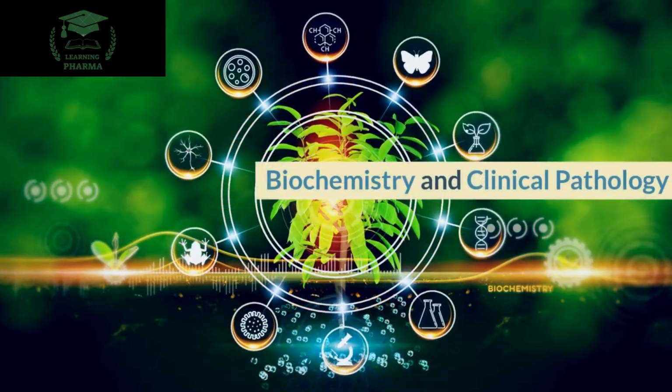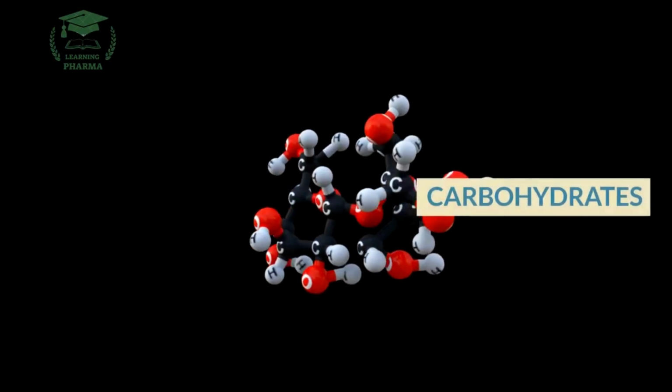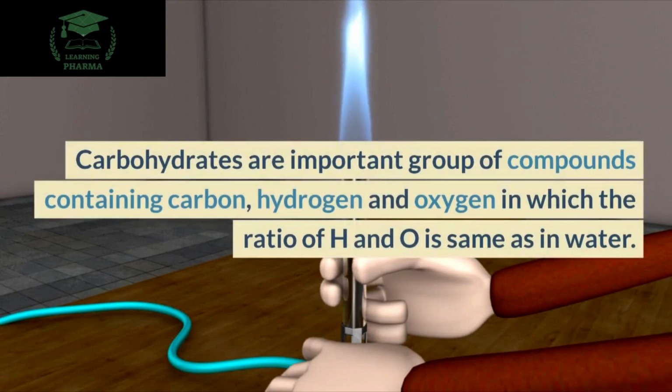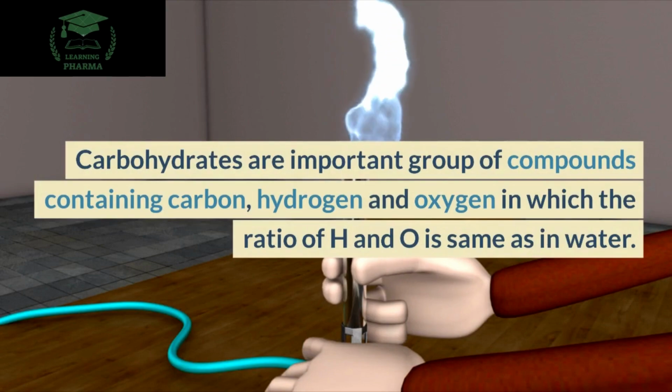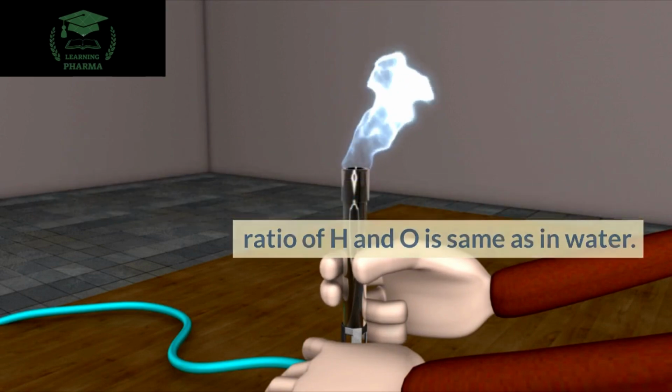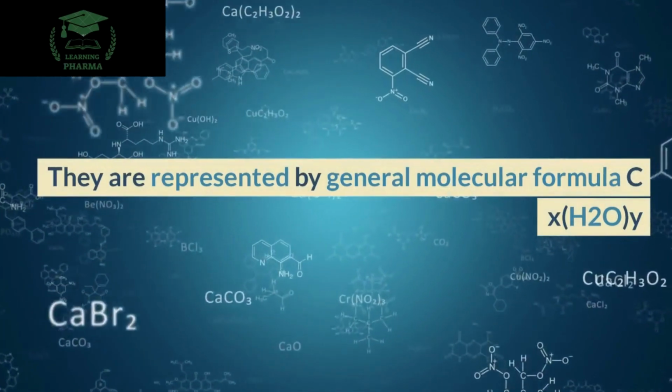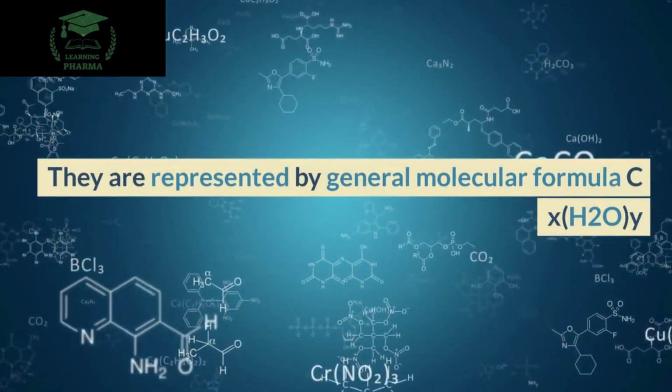Biochemistry and clinical pathology. Carbohydrates. Carbohydrates are an important group of compounds containing carbon, hydrogen and oxygen in which the ratio of H and O is the same as in water. They are represented by the general molecular formula CxH2OY.